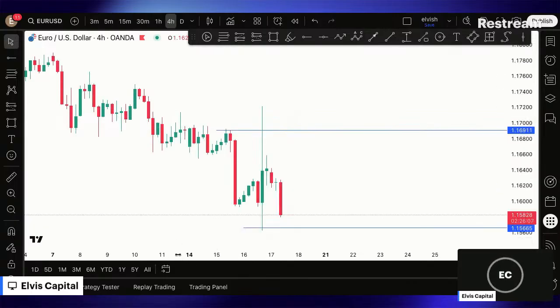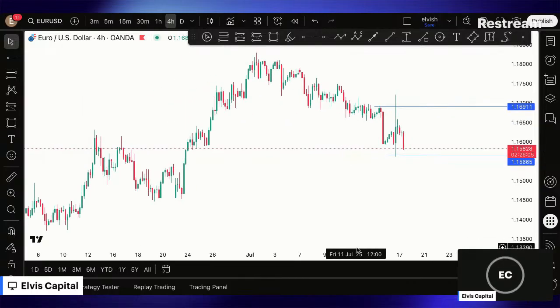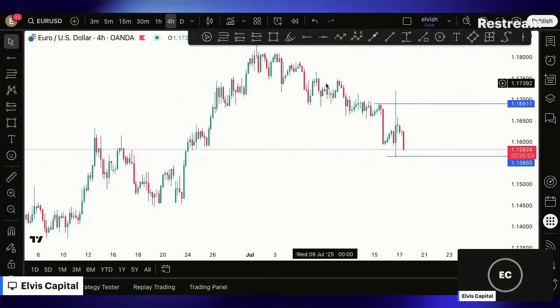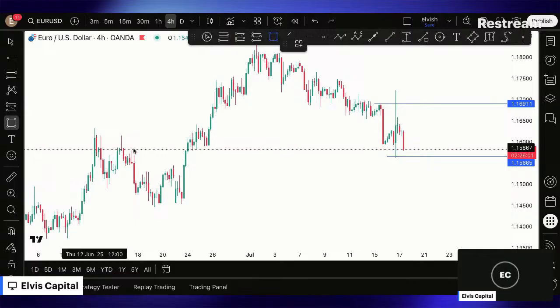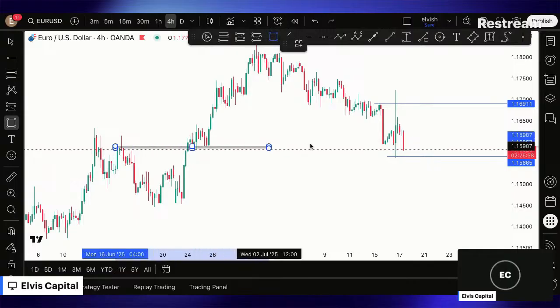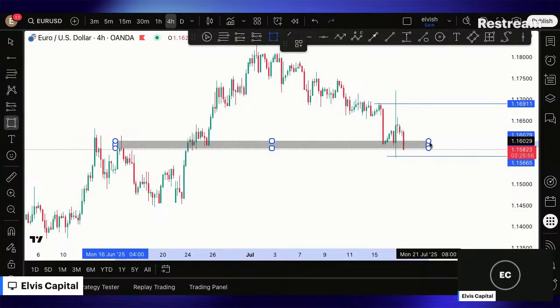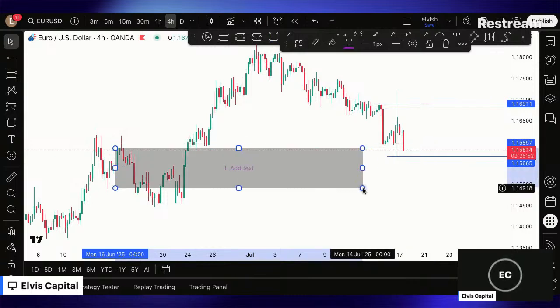I'm seeing that price is still falling to the downside, but as I told you, there are always levels that price respects. So now like this level over here.